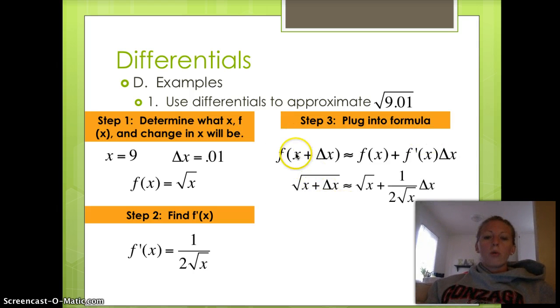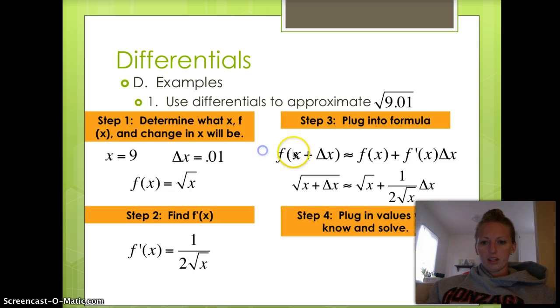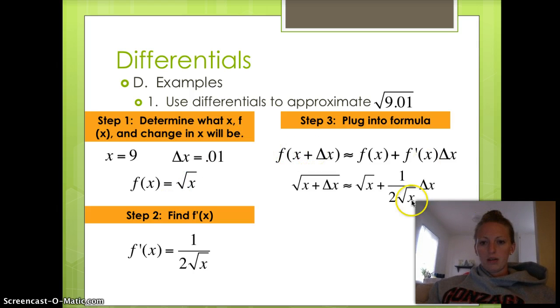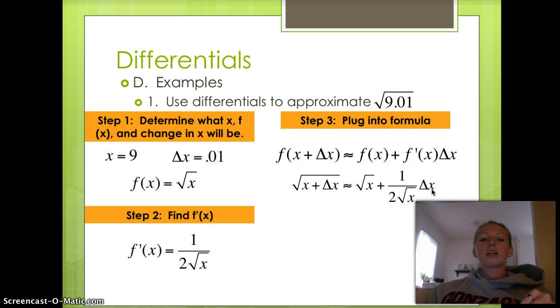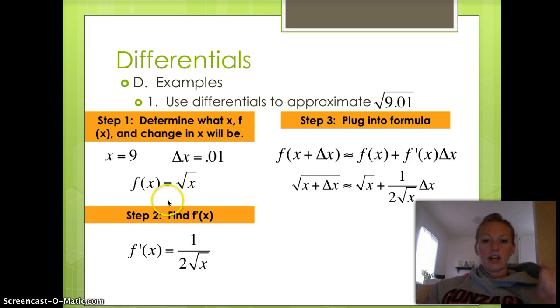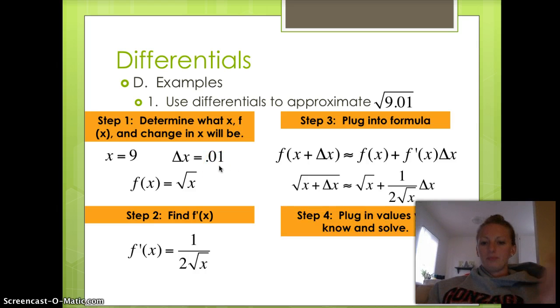So we plugged in f of x plus change in x is this. We put it into what we have right here. Then root x, because that's my f of x, and then the derivative of x is this, and my change in x. Next, I'm going to plug in my values so I can solve. So I know x is 9. I know my change in x is 0.01. There we go. Plug in values and solve.